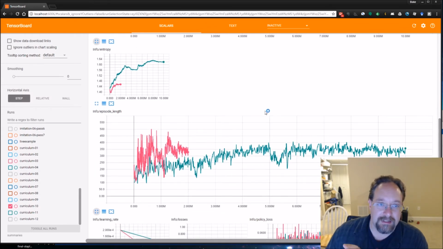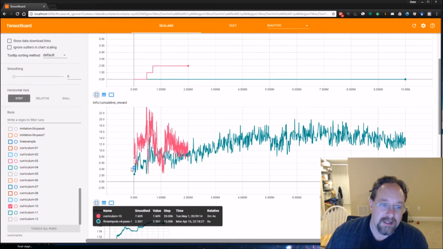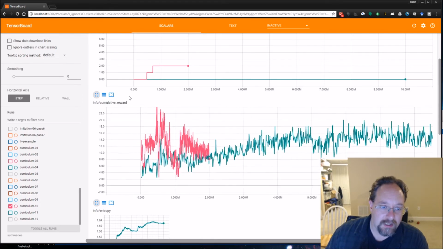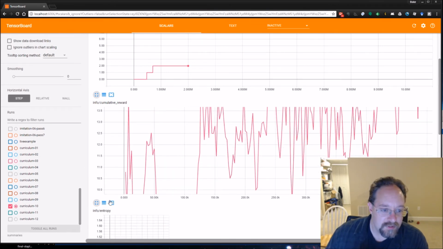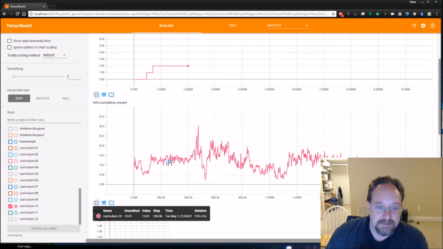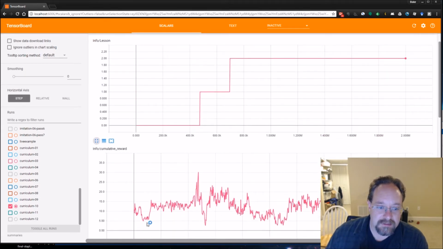Curriculum 10, so again, I'm refining and improving my lessons. In this case, I've actually started packing fewer lessons into a session. And so you'll see it learns really well at the beginning. And this is very much, why don't I just show this one alone? This is very much what you'd expect to see out of a reward graph with curriculum training.